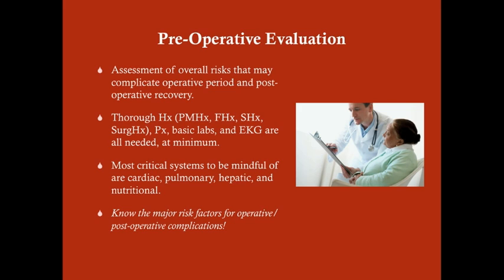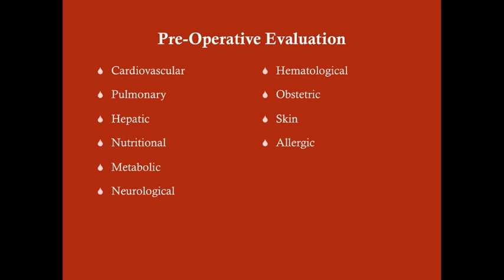The most critical systems that you're going to need to be mindful of are cardiac, pulmonary, and hepatic systems, as well as the patient's nutritional status. But we'll go over all of the systems and the different complications that they can present. Know the major risk factors for operative and post-operative complications. So these are the systems we're going to cover.